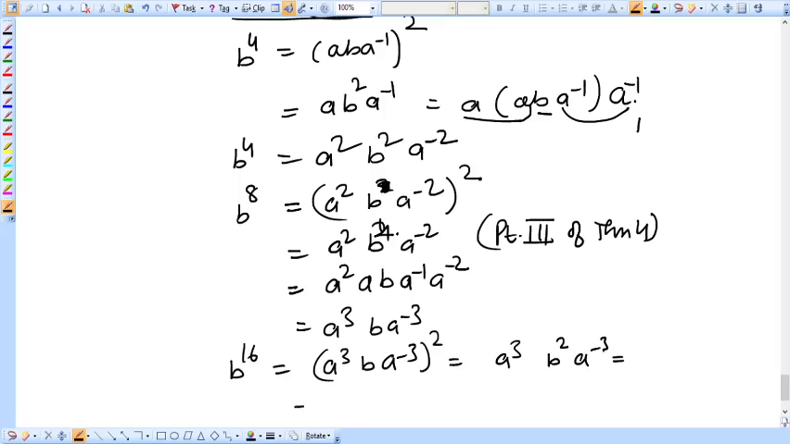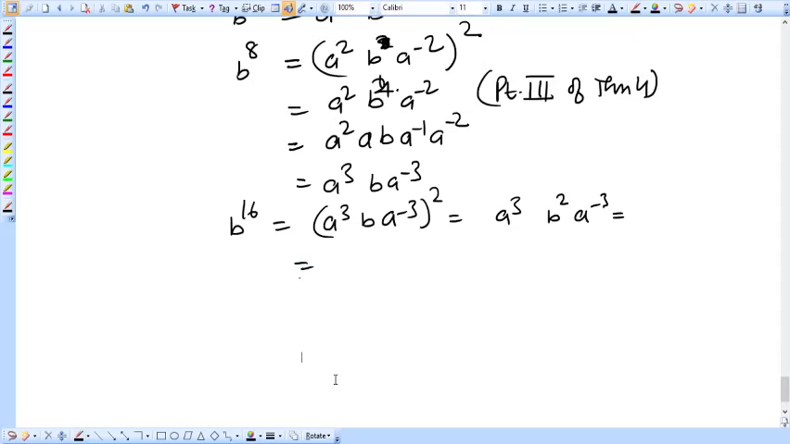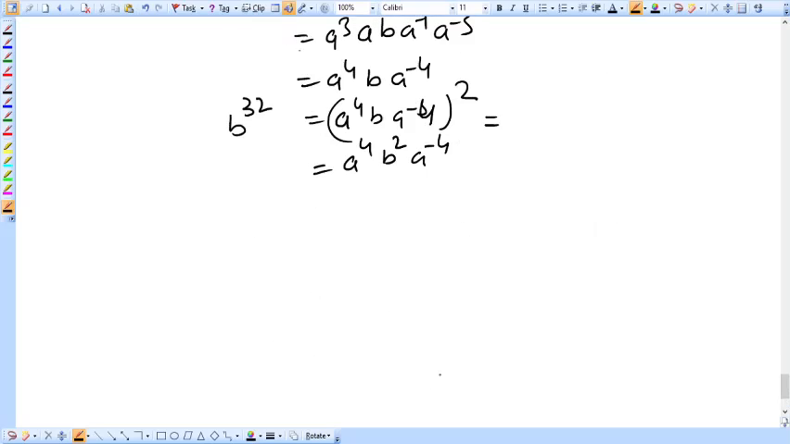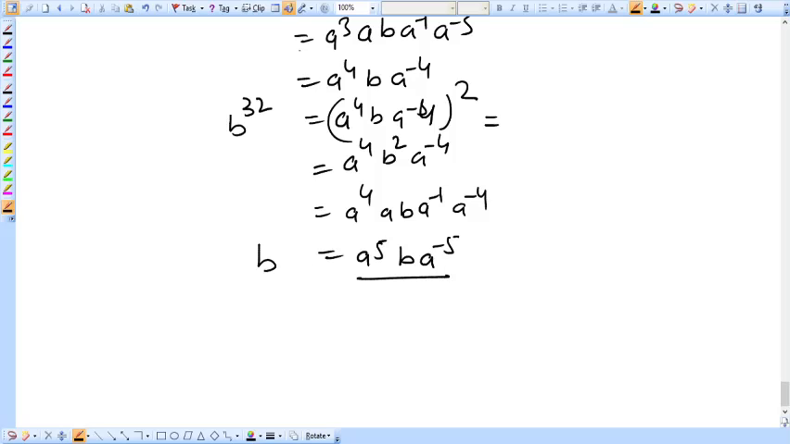In place of B^2 we can write A^3 A B A^{-1} A^{-3}, which is equal to A^4 B A^{-4}. Now squaring one more time, this is B^32, (A^4 B A^{-4})^2, which is equal to A^4 B^2 A^{-4}, replacing B^2 by A B A^{-1}, A^4 A B A^{-1} A^{-4}, which is A^5 B A^{-5}. So this is equal to B^32.